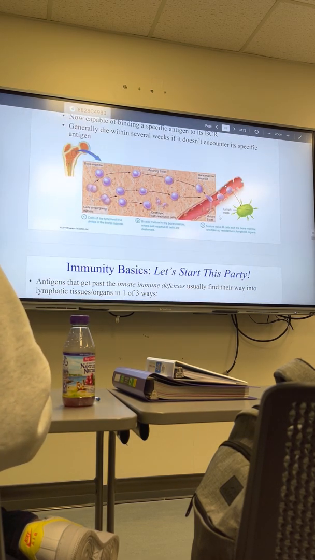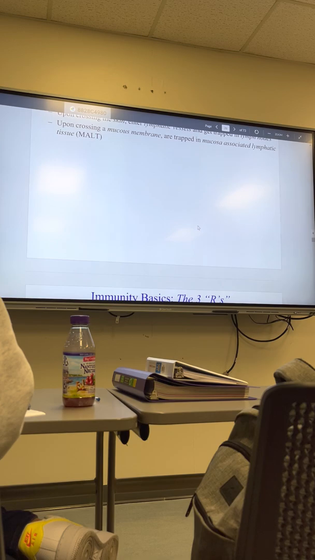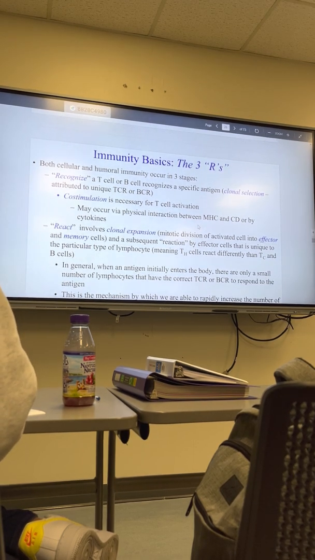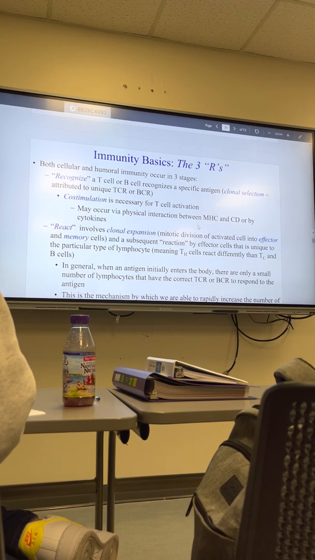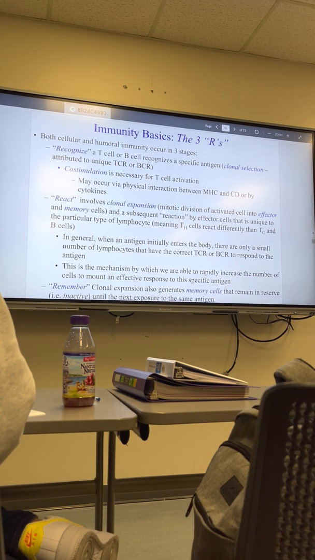All right, we talk about how the B cells develop their immunocompetence in bone marrow. The 3 R's, I think we finished with the 3 R's last time, didn't we? Yeah. I mean, this is kind of where we sort of finished, right?